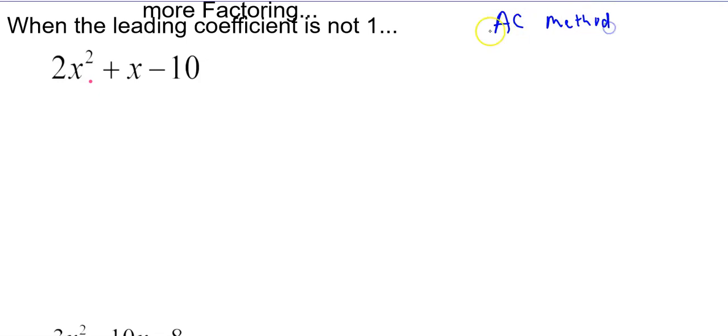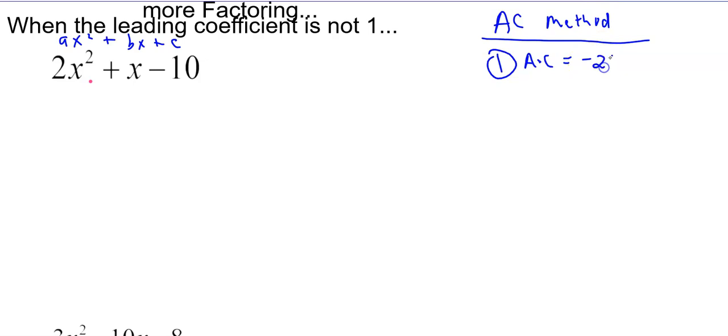So we talked about guessing and checking before. If you watched the previous video, you might already know about this. But when I say AC, I mean this: ax squared plus bx plus the constant c. So with this one, a is 2 and c is negative 10. So a times c would be 2 times negative 10. The first step is, whatever a times c is, write that down. In this case, 2 times negative 10 is negative 20.